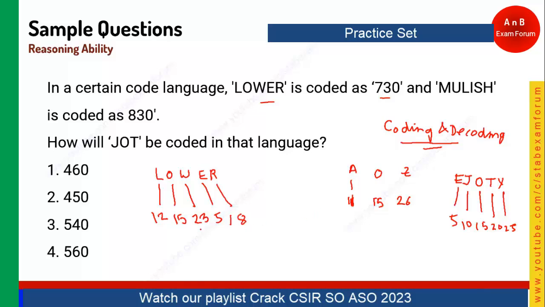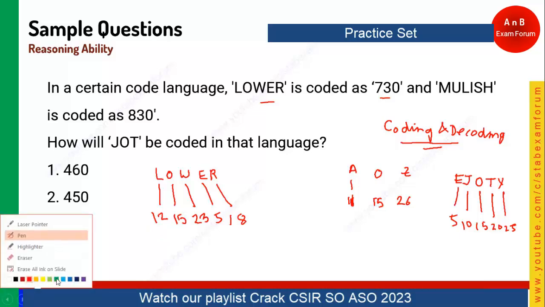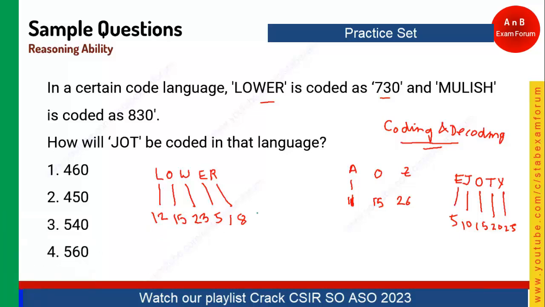So let me change the color. If you add these positional numbers, what do you get? You get 73 as your answer. If you add this, you get 73. But they have coded it as 730. So it should be multiplied by 10 to get the number. Okay, 730. Similarly, if you check the other word, it will come as 830.